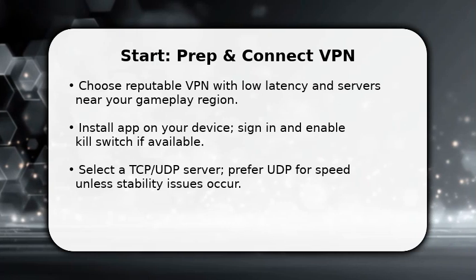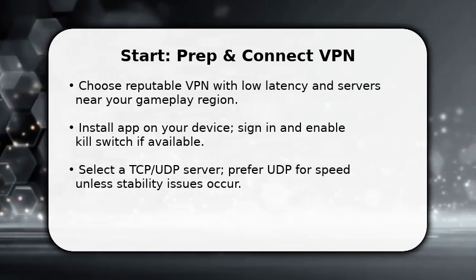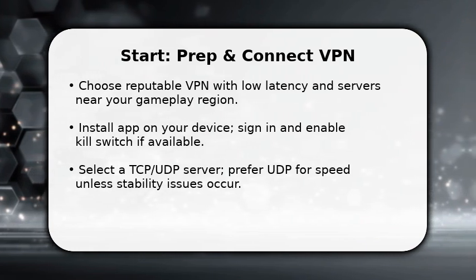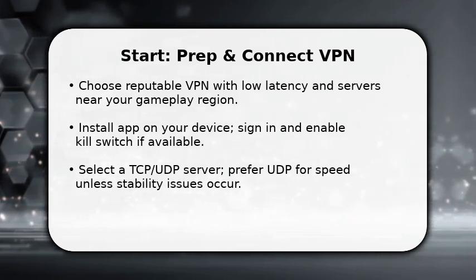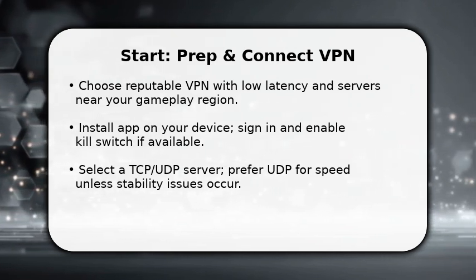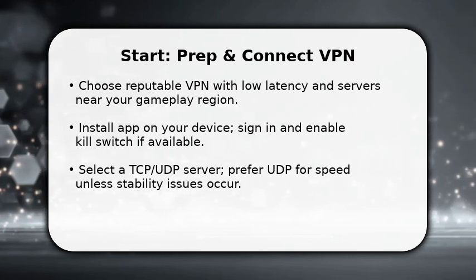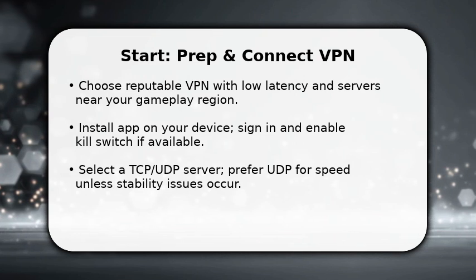You start by picking a fast, reputable VPN and installing the app on the same device you use for Roblox. Once installed, sign in and enable the kill switch so traffic stops if the VPN drops. Now choose a server. Pick a nearby region for lower ping or a specific country to access region-locked content.